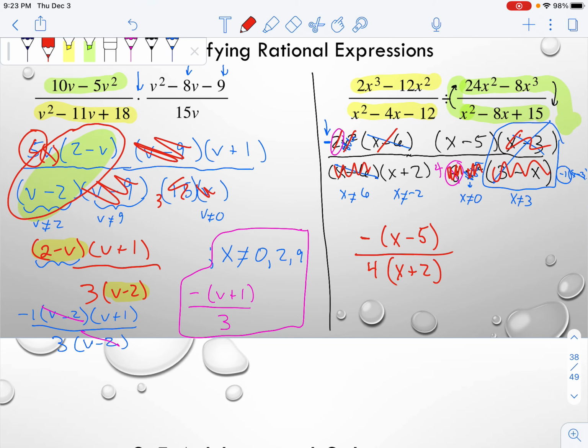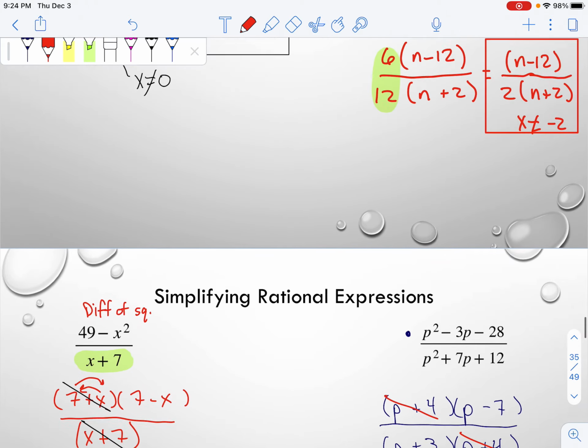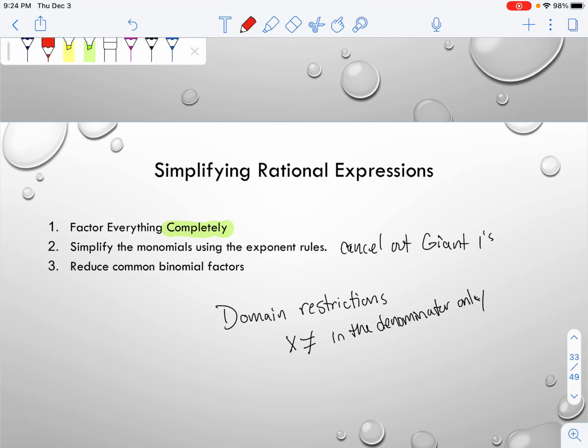So your final answer is that expression there, and then we include our domain restrictions. We tend to put these in numerical order: -2, 0, 3, and 6. Basically, guys, the moral of the story here to simplify rational expressions is exactly what the directions above say. We must factor, factor, factor everything completely. And then step 2, use your exponent rules, eliminate giant ones, and then obviously reduce everything at the end. And lastly, state those domain restrictions.